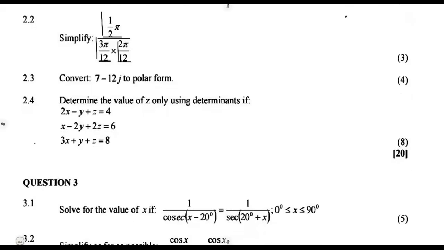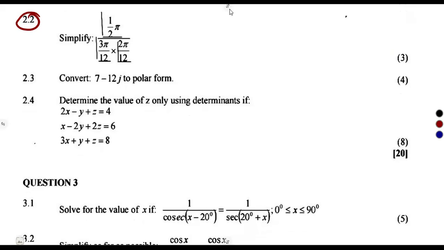On 2.2, again, under our complex numbers, simplify. This is half pi over what? 3 pi over 12 times 2 pi over 12. So this is just to use our polar. Remember your polar form, guys. Under polar form, so it is just like this. You can convert even to degrees if you want. You can work with them as they are in pi, guys.